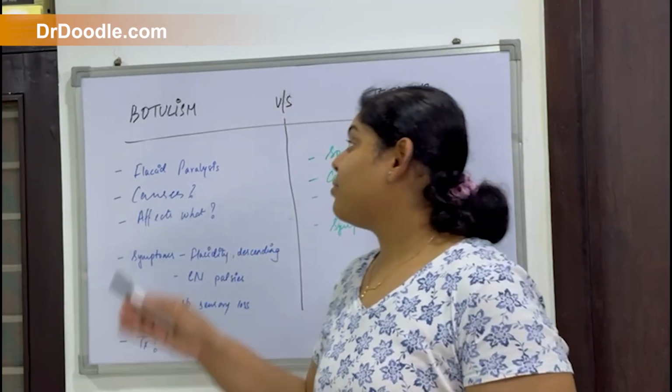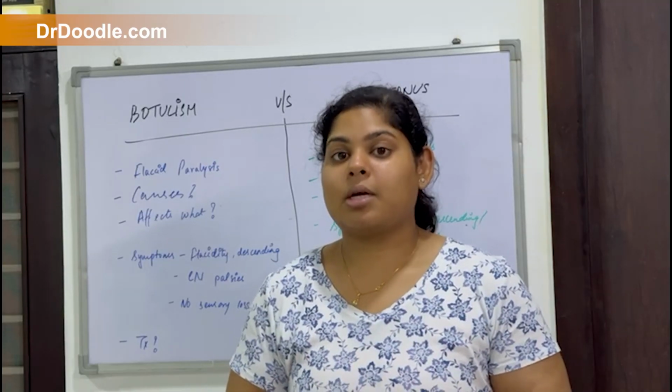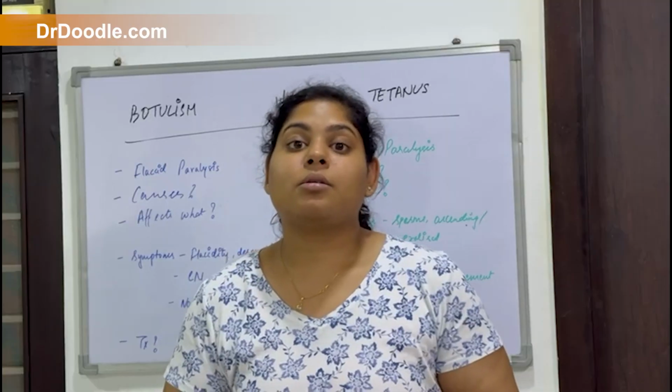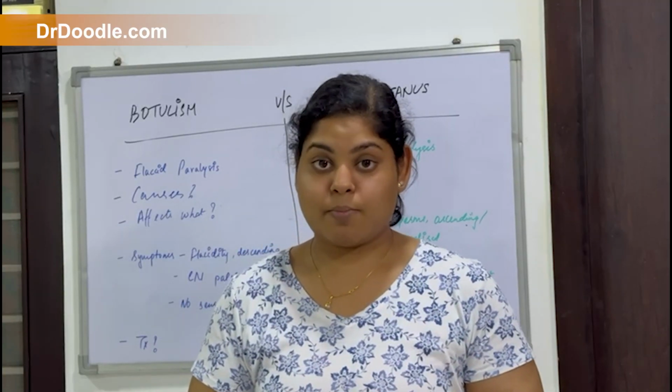What's the best treatment for botulism? It is to give the anti-venom for this condition, and that will make the patient feel better. And as I said, if there's involvement of the respiratory muscles, the patient might need ventilatory support.